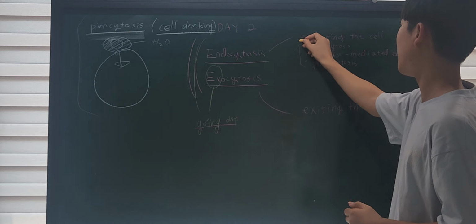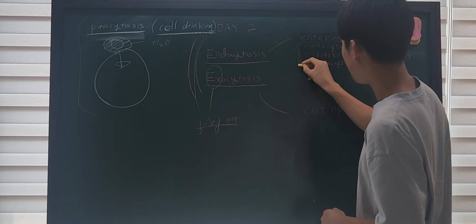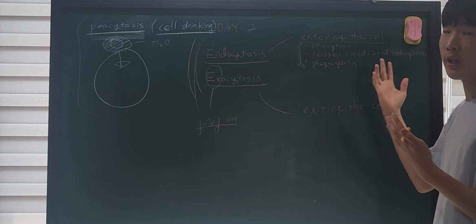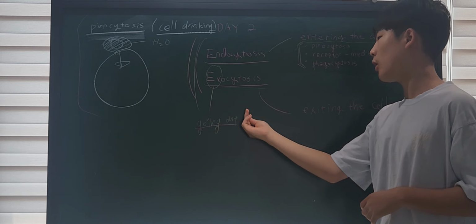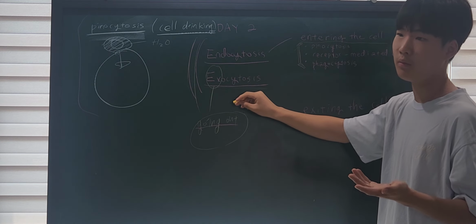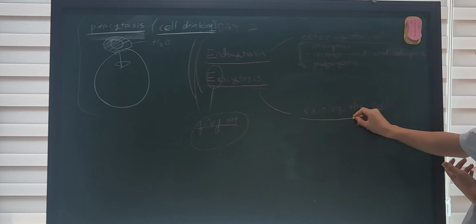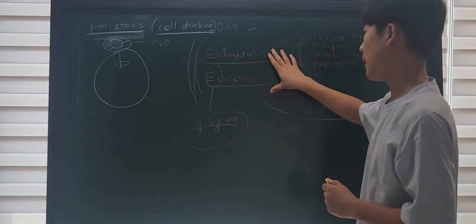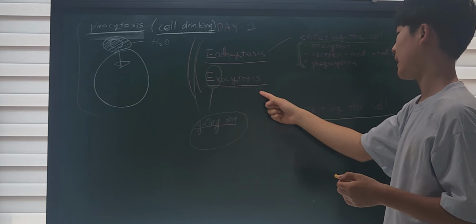Endocytosis is defined as entering the cell, and this is also classified into three detailed types of transport. Exocytosis, on the other hand, means going out. Like X means going out. For example, the word exit. It literally means exiting the cell. That's all for endocytosis and exocytosis. You can just remember this by entering the cell, this by exiting the cell.